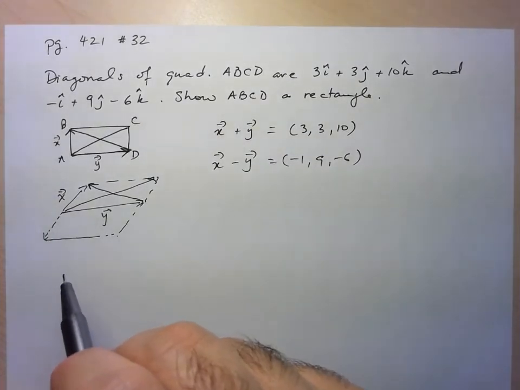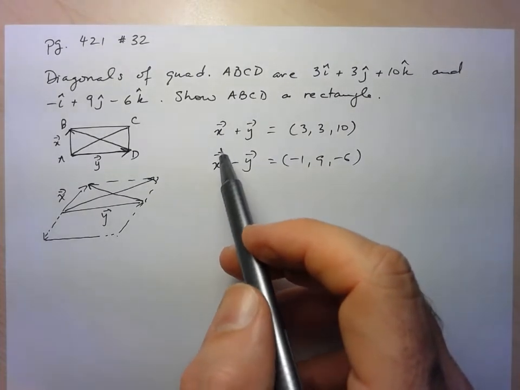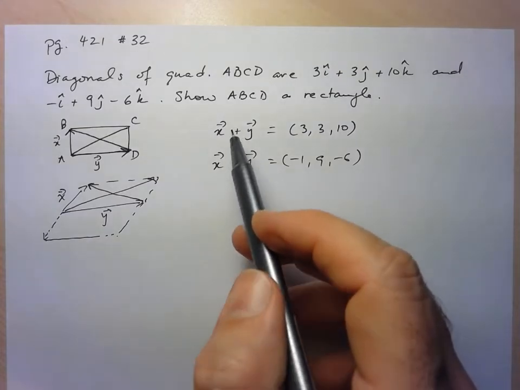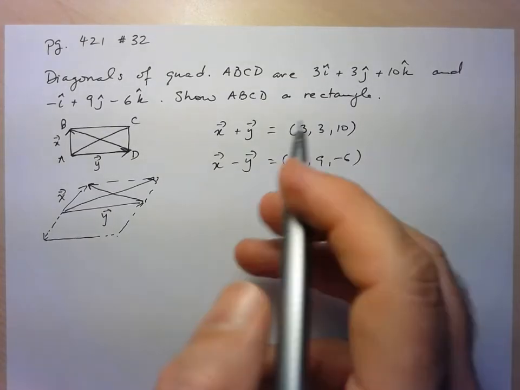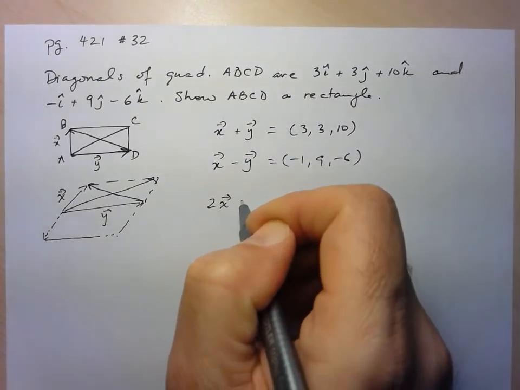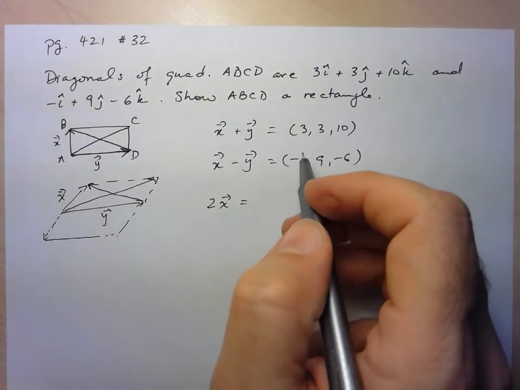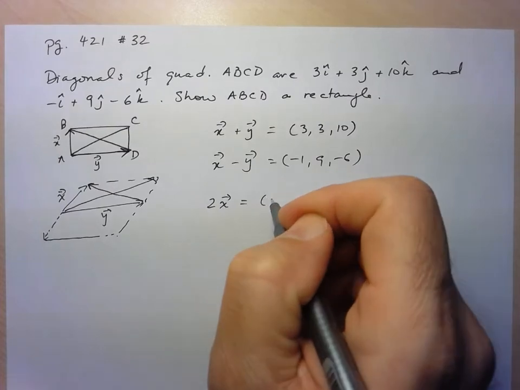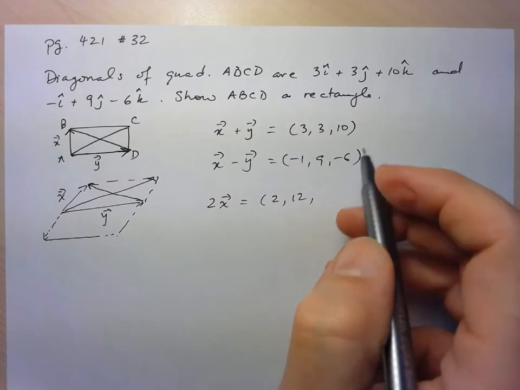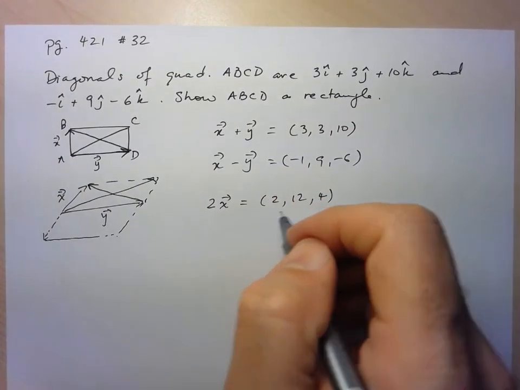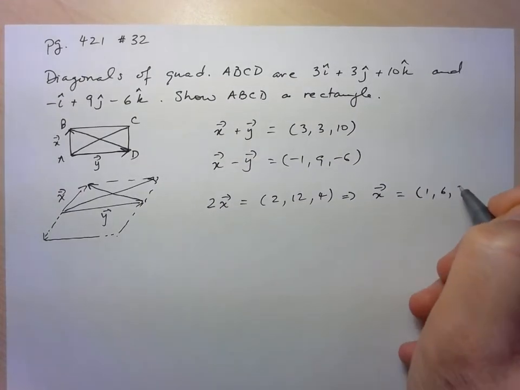And this is where we essentially solve a little system of equations. Here we notice that if I add these two vectors together, the Y vectors are going to cancel each other out. So I'm just going to have 2X. Again, I'm adding them, so it's just going to give me the sum of these vectors. So 3 plus -1 is 2, 3 plus 9 is 12, and 10 minus 6 is 4. And so from here, I can determine that the vector X is going to be equal to 1, 6, 2.